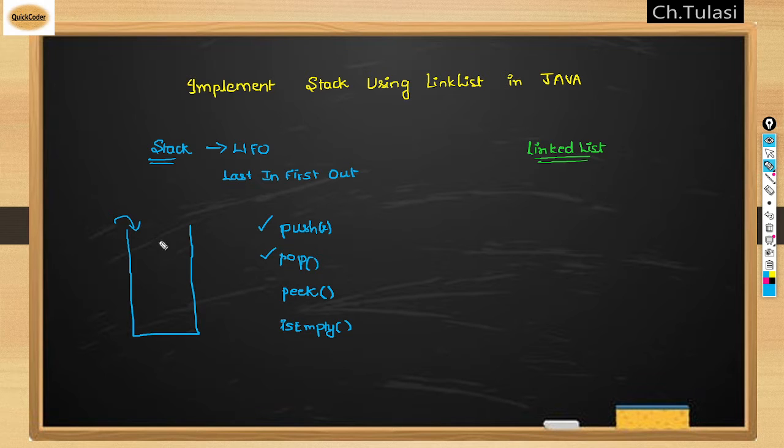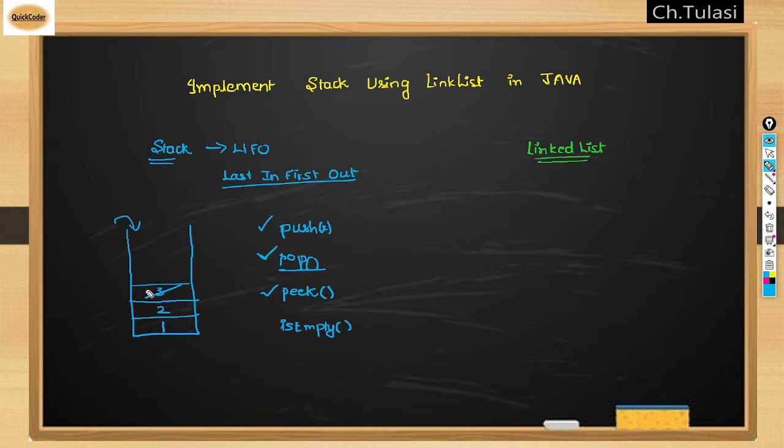And if you want to remove an element, for example, I pushed 1, then I pushed 2, then I pushed 3. Now I want to remove, which means I want to call the pop method. The pop method removes the top element, which is the last inserted. First I inserted 1, then 2, then 3. So if I call pop, the last inserted will be first out. That is what this is: last in, first out.